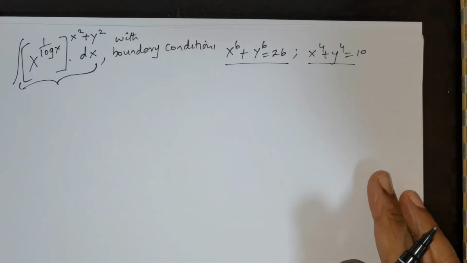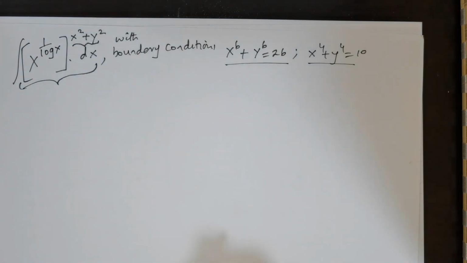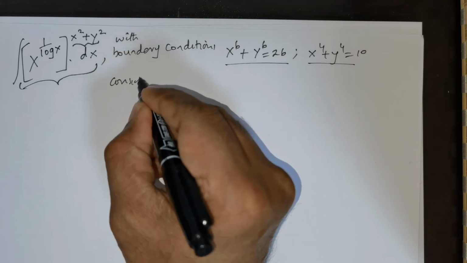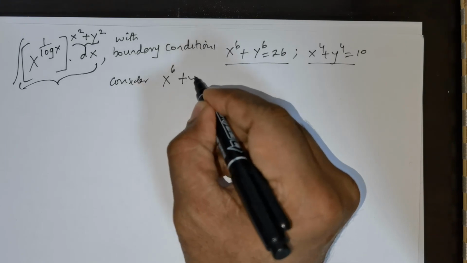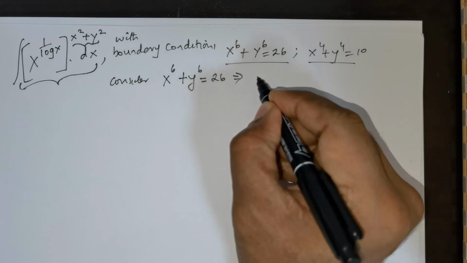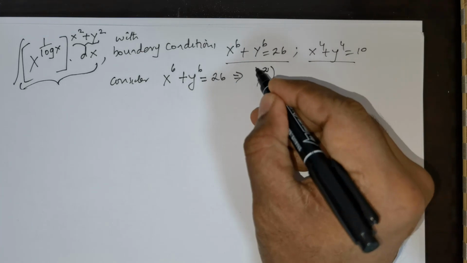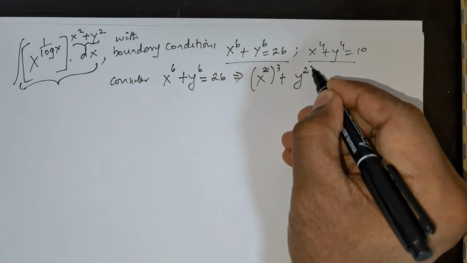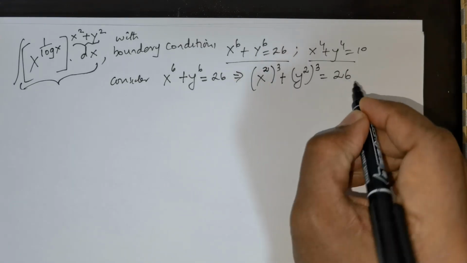So foremost, what we want to do is find out exactly what x squared plus y squared is. So that's our first step. Let me consider the given condition. It is stated as x to the power of 6 plus y to the power of 6 is equal to 26. Now I would be rewriting this as x raised to the power of 2, which in turn is raised to the power of 3, plus y raised to the power of 2, which in turn is raised to the power of 3, which is equal to 26. So this is the first step.